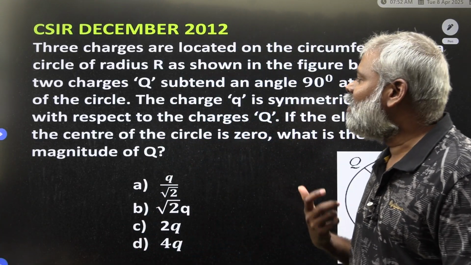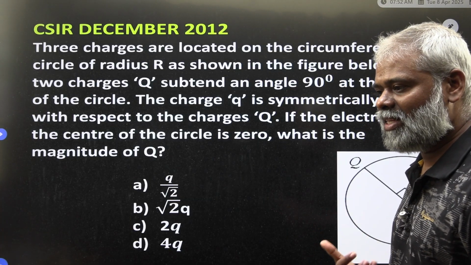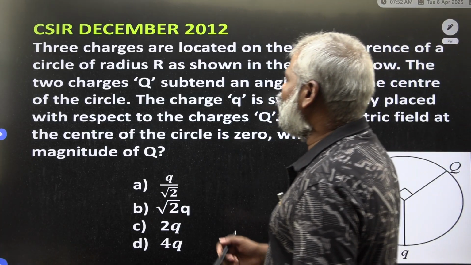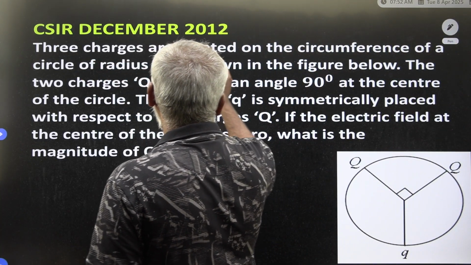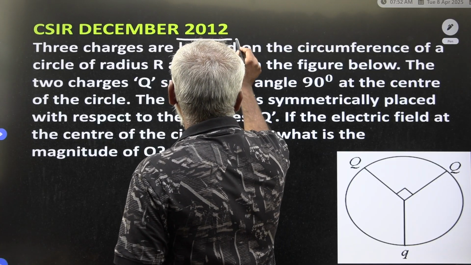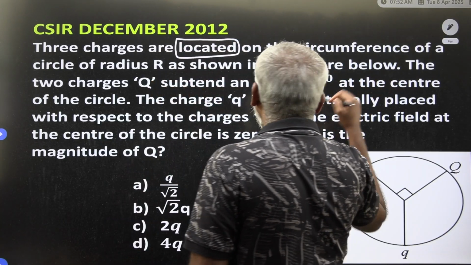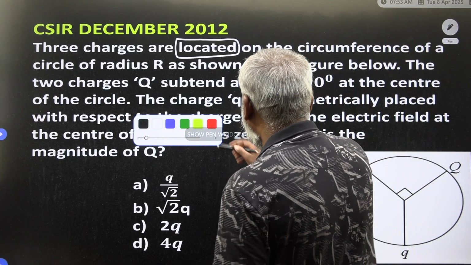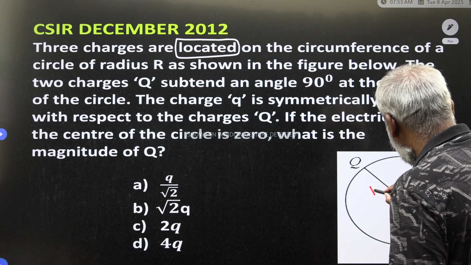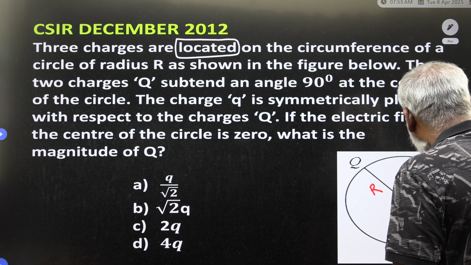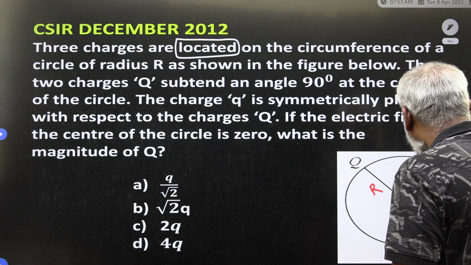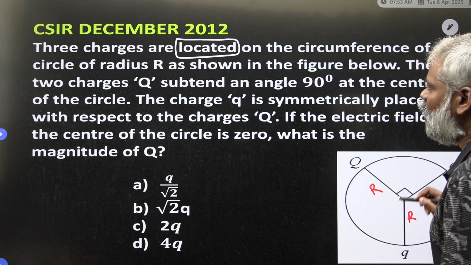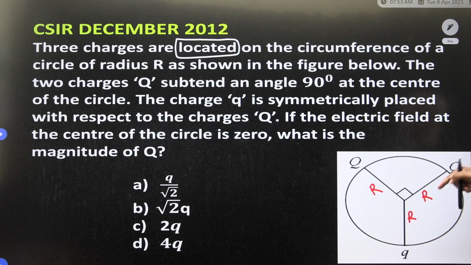You see, this question was asked by the CSIR in 2012. Now you are able to see three charges are located on the circumference of a circle of radius. This is the circle, and the radius of the circle is equal to capital R, as shown in the figure below.